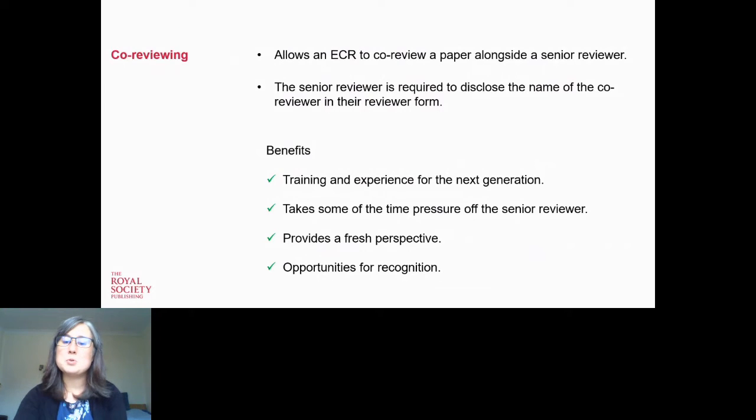The co-reviewer has also got the opportunity to be included in our annual list of reviewers, giving them public credit for their contributions. Having a dedicated co-reviewing policy can help provide a pathway towards training and mentorship for the next generation of academics. It can also take the pressure off the senior reviewer, who's often very busy and may receive multiple review requests every week. Of course, the senior reviewer is ultimately responsible for the content of the review. The co-reviewer may also come up with fresh insights which can strengthen the review further.